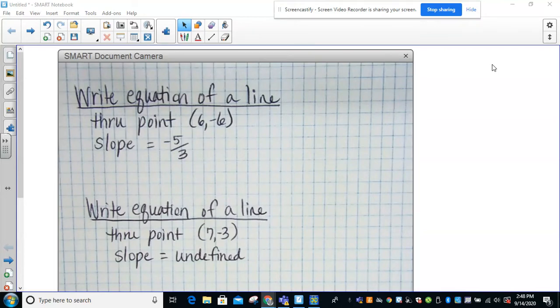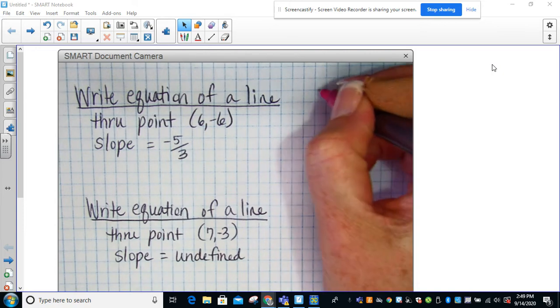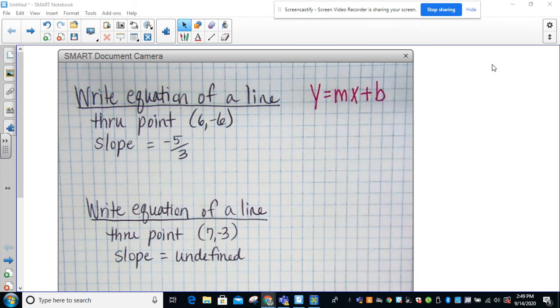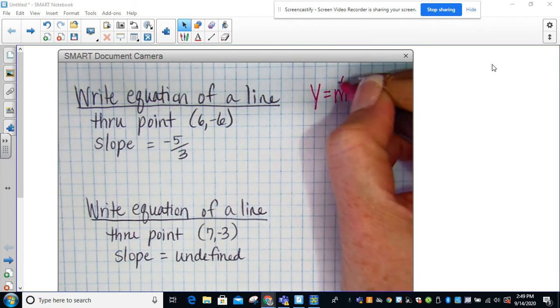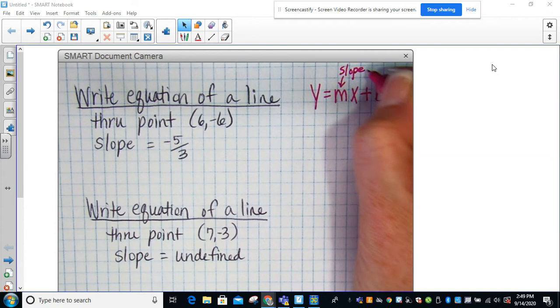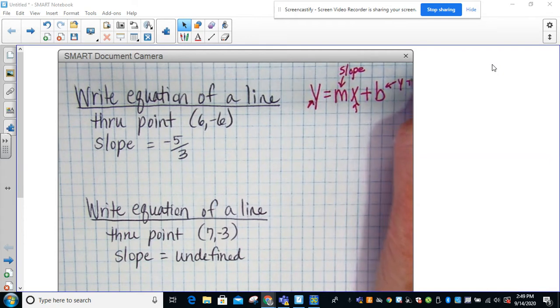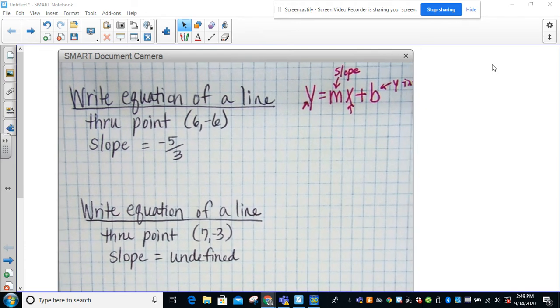We are going to look at how to write equations of lines given different pieces of information. This is based off of y equals mx plus b. Remember, this is your slope. This is your x value and your y value, and this is your y-intercept.